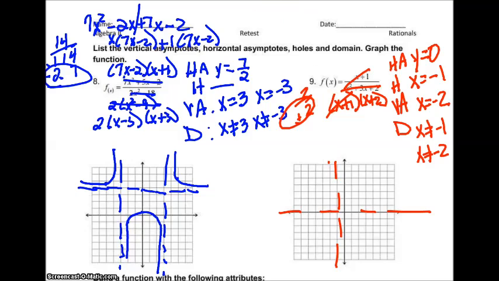No, you do not have a vertical asymptote at x equal negative 1. Why not? Because it's a hole. And all a hole is an open circle in your line. So your vertical asymptote is actually at x equal negative 2.